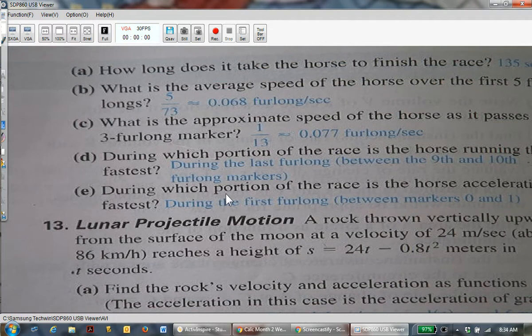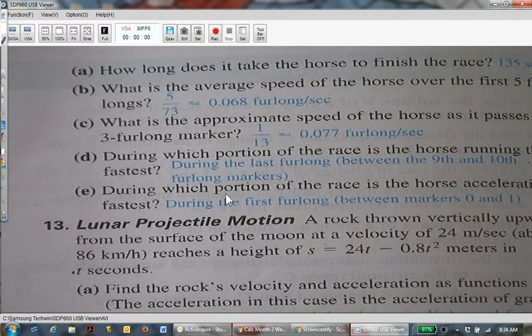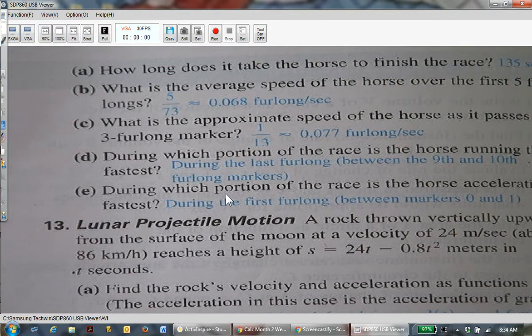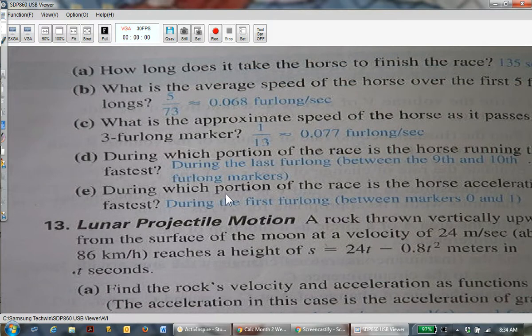That's why I don't like s. s looks like speed, but it's really displacement. It's stuck there at 2 seconds. If I wanted to see how high it went at 3 seconds, I would plug in 3, and it would show me where it is at 3 seconds.